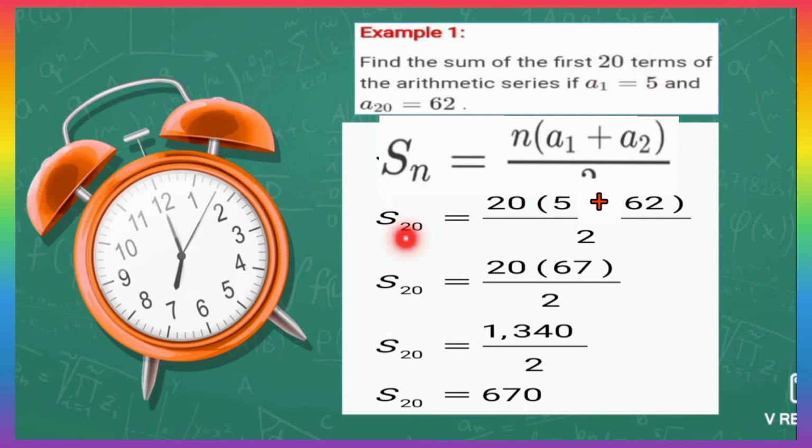So, na-substitute ko na sa n, which is 20 na. And then, 20 ulit from n, 20. Then, times 5 kasi nga sabi first term. So, yung first term natin dito ay 5. Then, copy the sign.